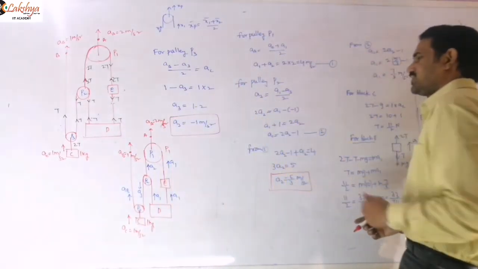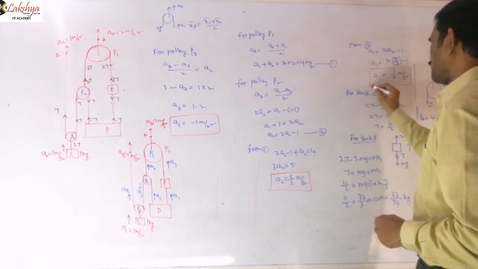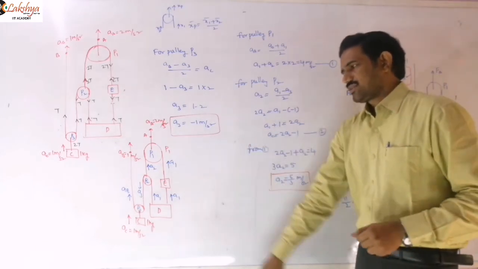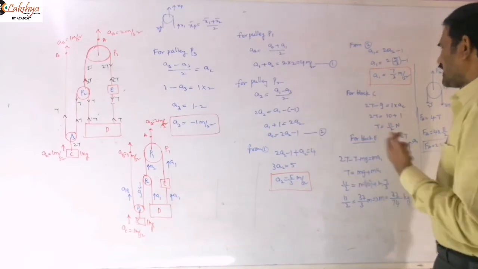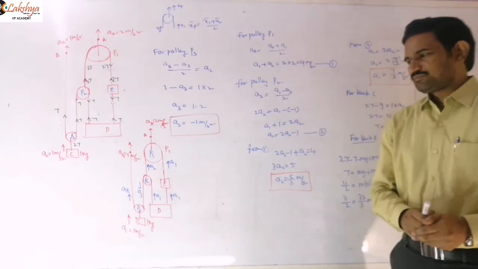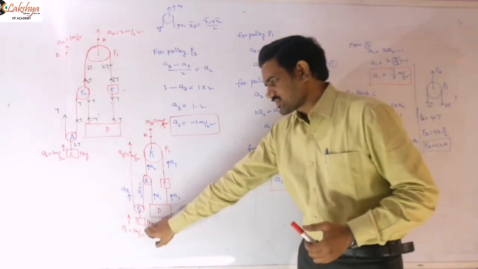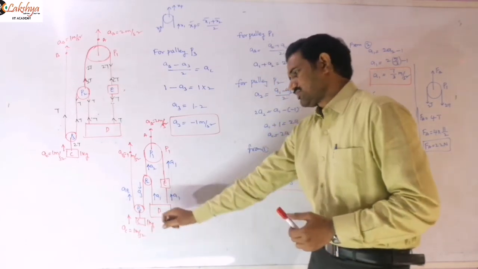And by substituting that value in this equation here, you will get the acceleration A1, the acceleration of this block. You can write here the acceleration of block D, block E. Next, let us take the free body diagram here. Next we need to do the force calculations there.